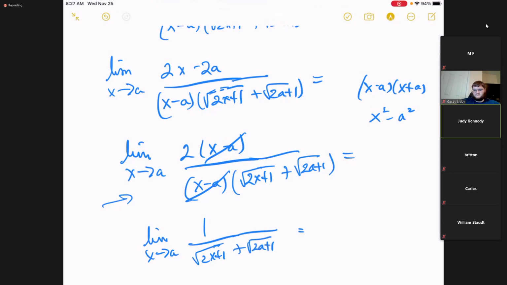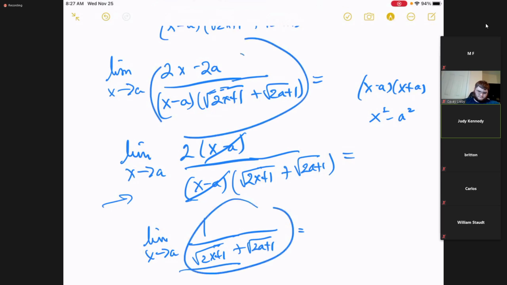And now I can plug in. This function and this function are exactly the same, except when x is equal to a. So I'm carefully using the fact that as long as I'm looking at the limit, x approaches a, x is not equal to a. But I'm finally down to a function now that is continuous at a.